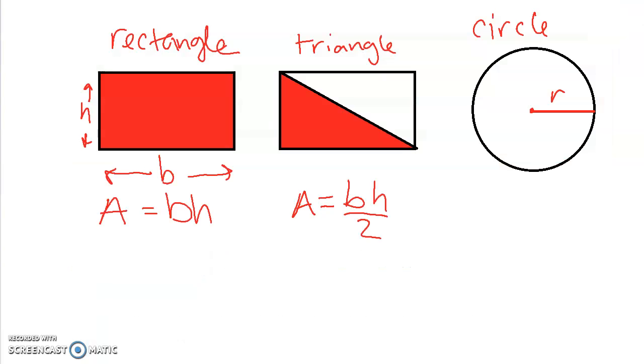So if we go back to the shapes that we talked about so far, a rectangle has the area of base times height. The triangle is base times height divided by 2. And let's look at a circle. The circle is going to have a new formula for us that we just talked about.